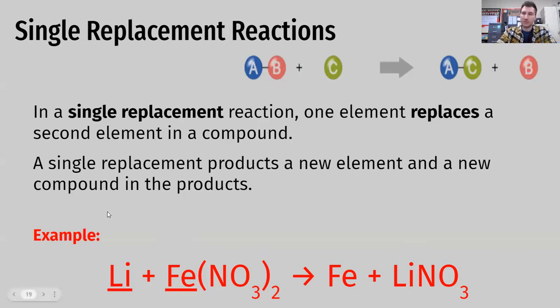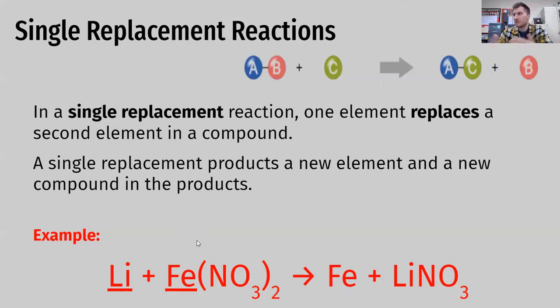In a real world example, where we have lithium reacting with iron(II) nitrate, I have these two elements underlined because these are the two elements that are going to replace each other in that single replacement reaction. When lithium and iron replace each other, iron is going to be the individual element, where lithium is now a part of that compound where iron was previously.